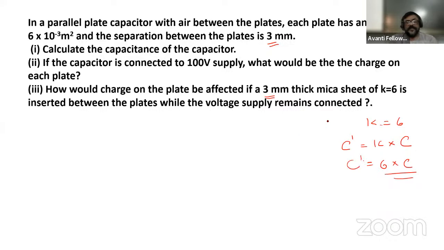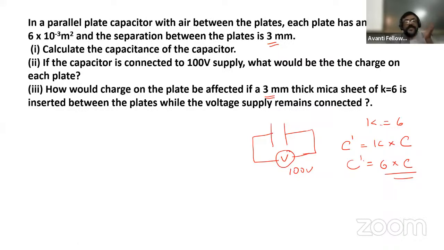Now what happens? We are not removing the V. The same source is connected there. The 100-volt source is connected there. So that will keep the potential difference between the plates always at 100 volt. So we are not disconnecting this battery. That is the importance here.